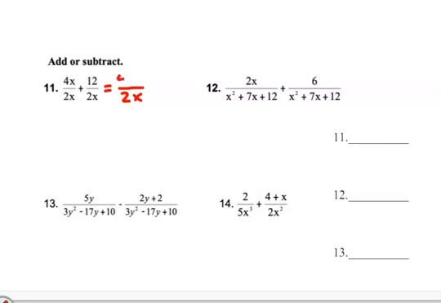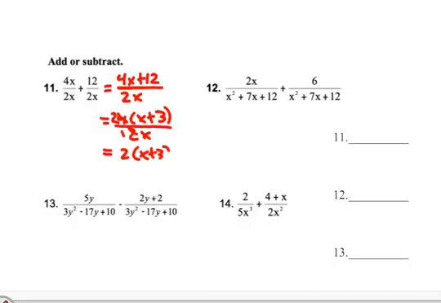Up top, be very careful that you don't call that 16x. 4x and 12 cannot add to be 16x because they're not like terms. So that's all I can do here, but I can reduce this by taking a 4 out. And then now this 4 and 2 can become 2 over 1. So I would have 2, I would have x plus 3, and I would have just an x on the bottom. And that would be my final answer for number 11.